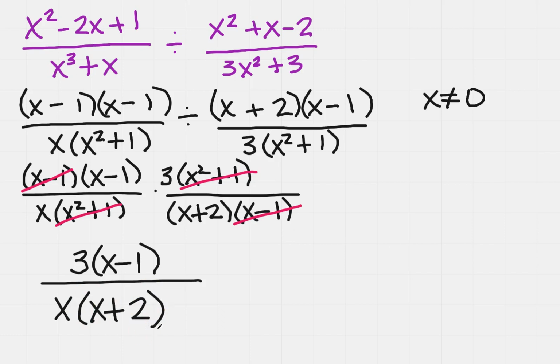Now, I have an x plus 2, so I'm going to have to add to this x cannot equal 0, and I'm going to have to do x plus 2 equals 0, and so x cannot be negative 2. So this is your answer with your exceptions.